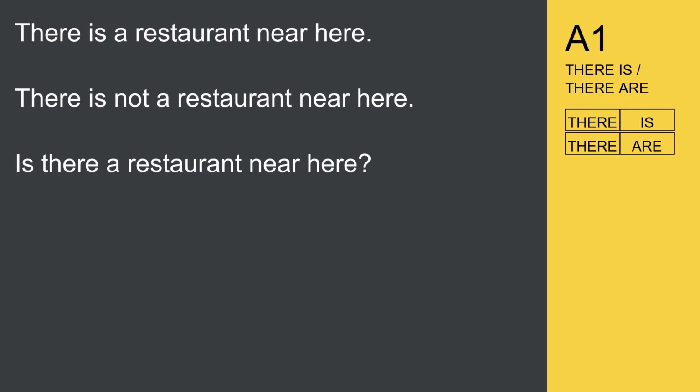There is a restaurant near here. There is not a restaurant near here. Is there a restaurant near here?